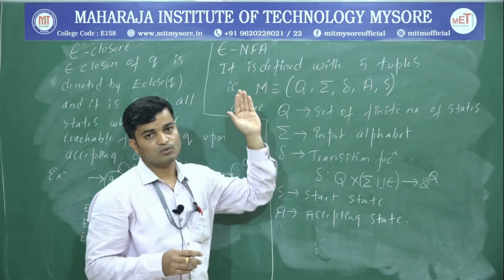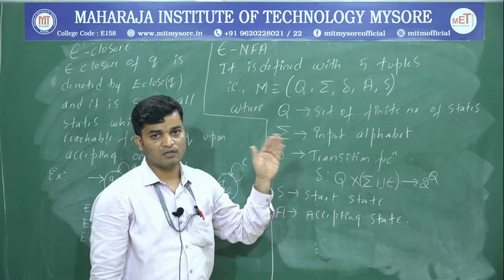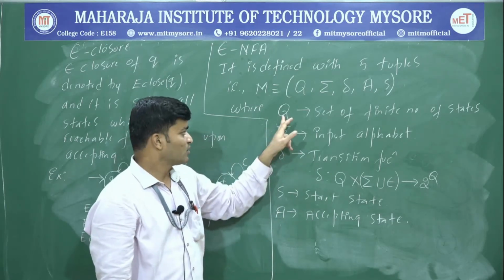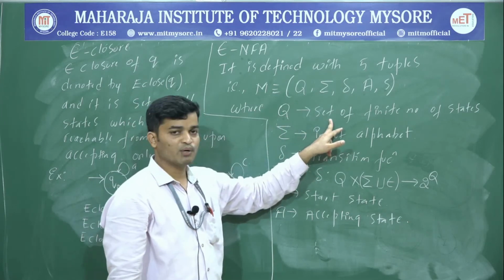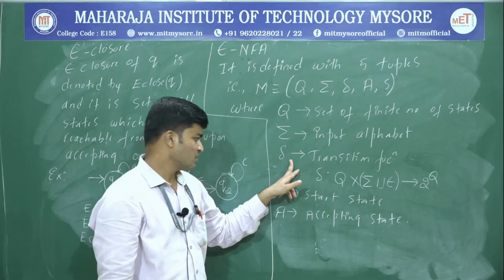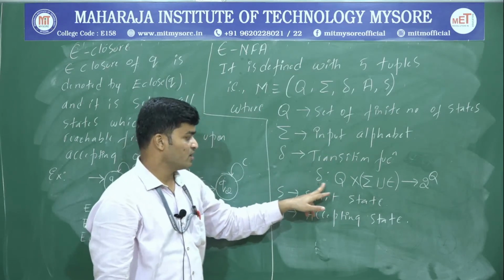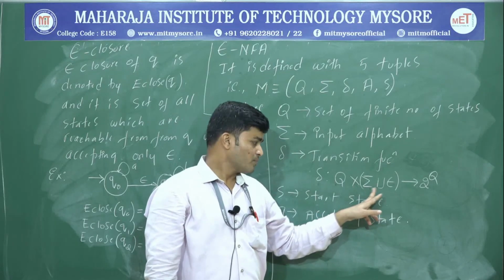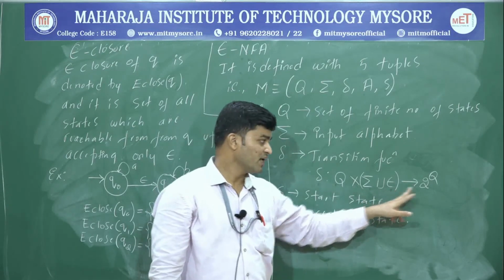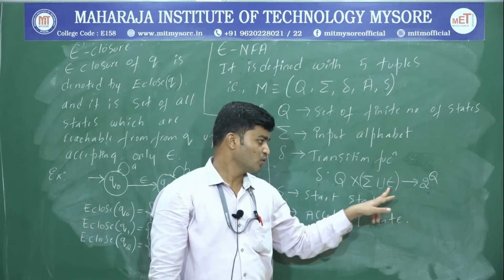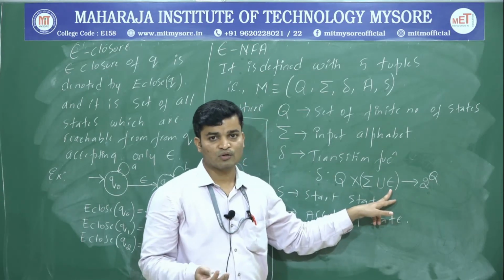So with respect to DFA, NFA and epsilon NFA, you will find the only difference is with respect to the transition function. Q remains the same, a set of finite number of states. Sigma is the input alphabet, delta is the transition function. But with epsilon NFA, if you are in some state and you get some input, even including epsilon, it will take a transition to subsets of Q.